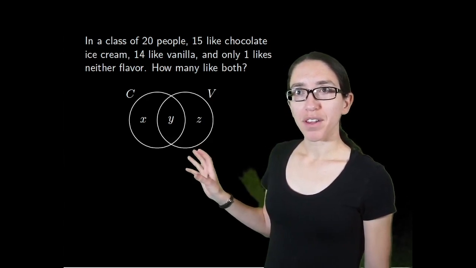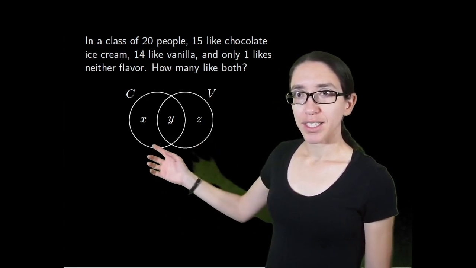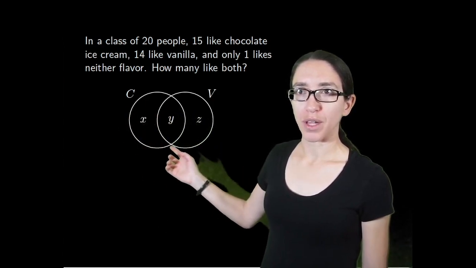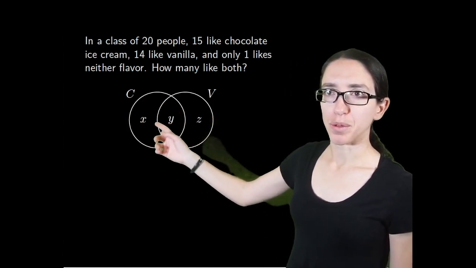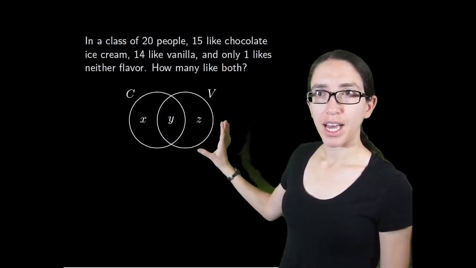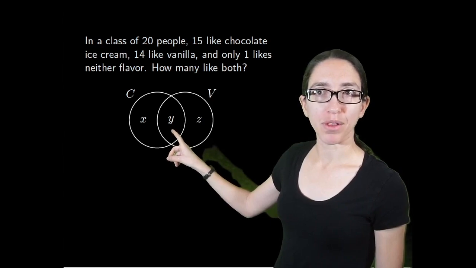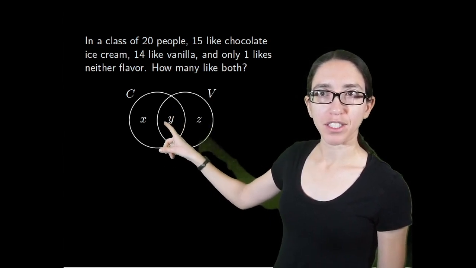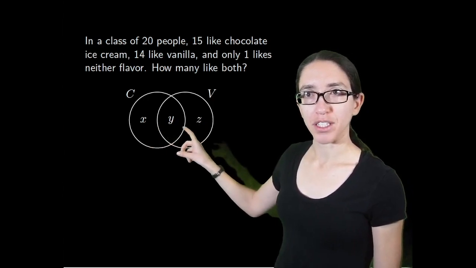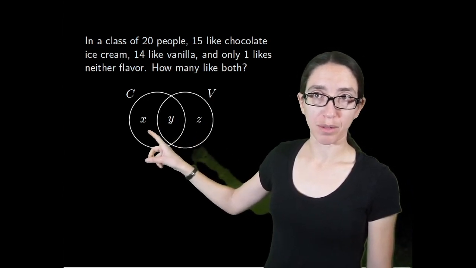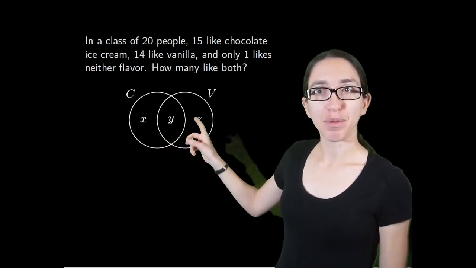So one way to model this problem is with the language of set theory that we introduced in the last video. Let's think of the set of all people who like chocolate in the class as the circle labeled C, and the set of all people who like vanilla as the circle labeled V, and draw a Venn diagram with their overlap. We're trying to find how many like both, how many people are in this intersection. Let's call X, Y, and Z the number of people in each of these regions. So X is the number of people who like chocolate but not vanilla. Y is the number of people who like both. Z is the number who like vanilla but not chocolate.